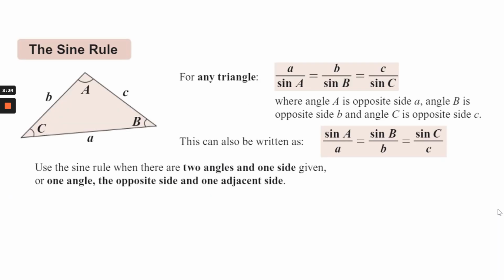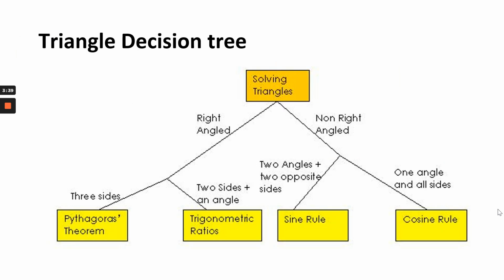Okay, so the sine rule, if I just pause this, if I go to the triangle decision tree, the first thing that you need to realize when there's a triangle in your exam is it a right angle or is it not right angled? If it's right angled, you've got Pythagoras or SOHCAHTOA, so you've got trigonometry for right angled triangles. If it's non-right angled, you've got 2 options. You've got something called the sine rule, or you've got something called the cosine rule. In today's lesson, we're going to use the sine rule.